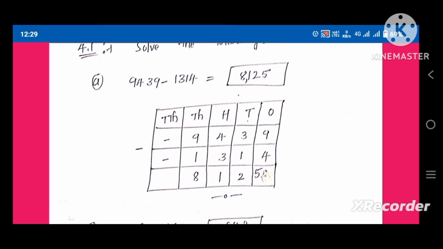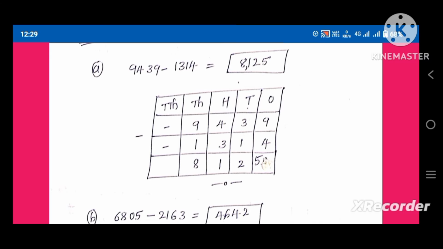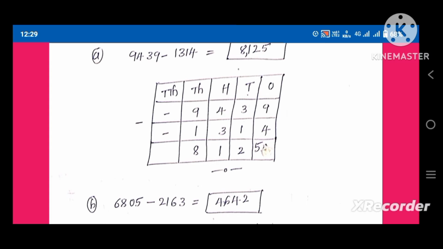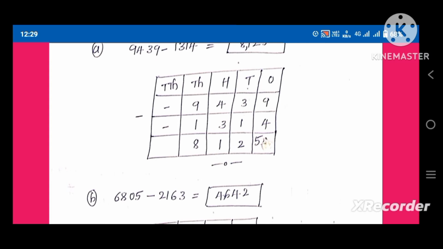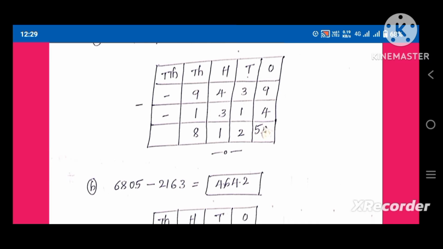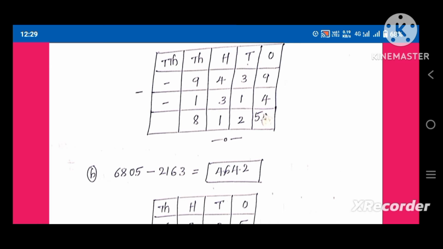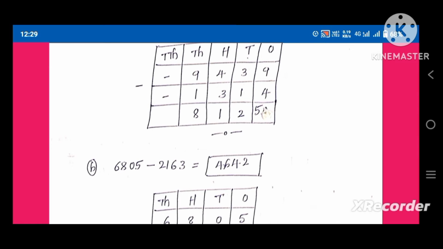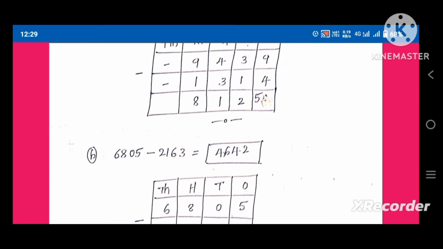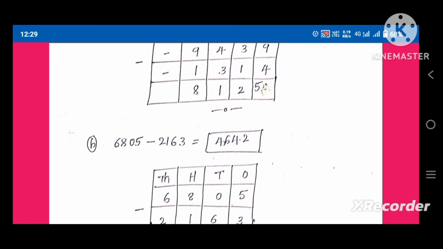Put the digits 9,439 and 1,314 in a place value table and subtract. When we solve the problem, we get the answer 8,125. From 9 we subtract 4, from 3 we subtract 1, from 4 we subtract 3, from 9 we subtract 1. B. 6805 minus 2163 is equal to 4642.